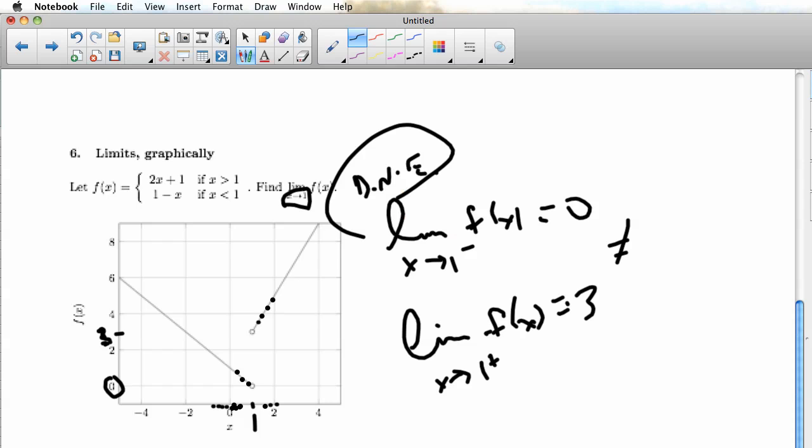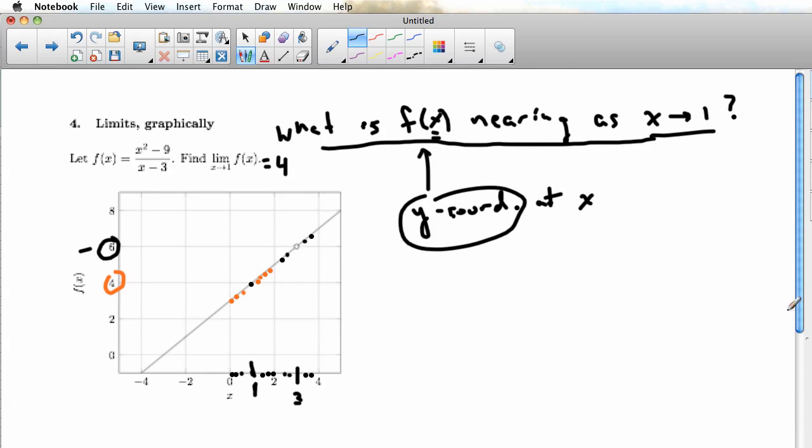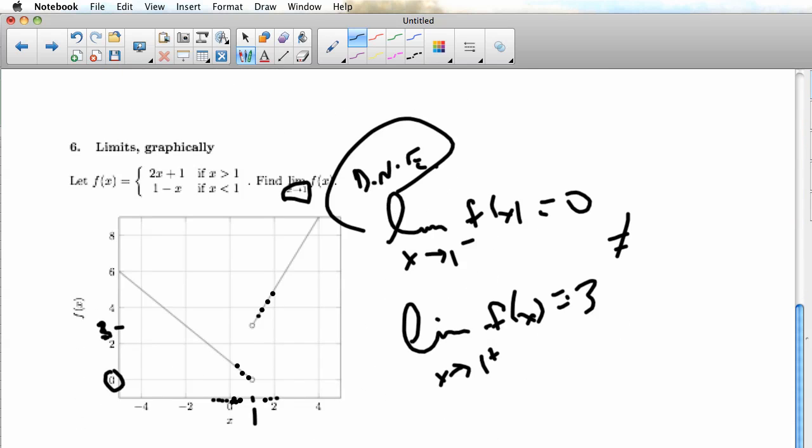That didn't happen on the other two problems. In the first problem, whether we were approaching an x-coordinate of 1 from the left or the right, we were still heading towards this same point with a y-coordinate of 4. And whether we were approaching 3 from the left or the right, we were still heading towards this hole that had a y-coordinate of 6. So in those cases, we were able to answer the limit questions, and in this case, we would say the limit does not exist.